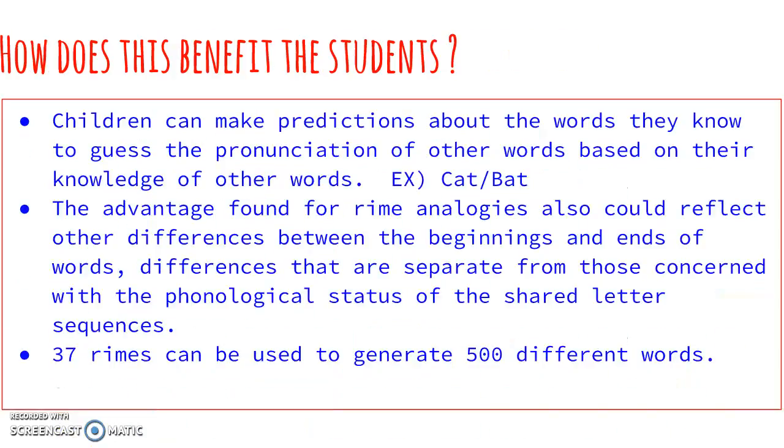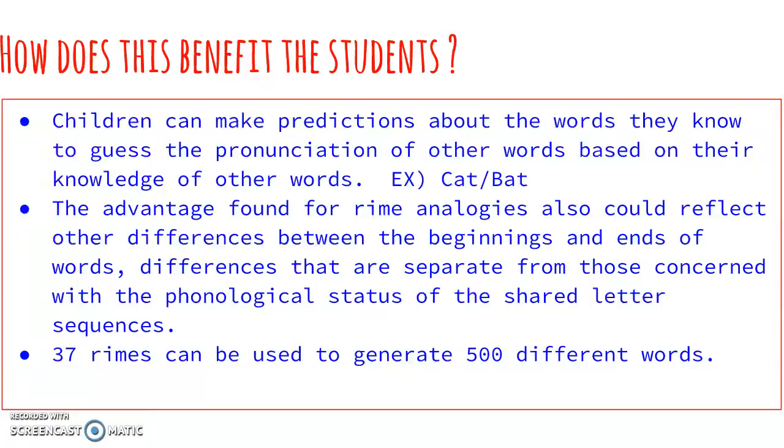How does teaching this benefit students? Children can make predictions about the words they know, to guess the pronunciation of other words based off their knowledge of other words. So if they know the word cat, C-A-T, they know the ending is "at," and then they see bat, and they know the ending is "at," and they know the onset is "buh," so they can go "buh-at."